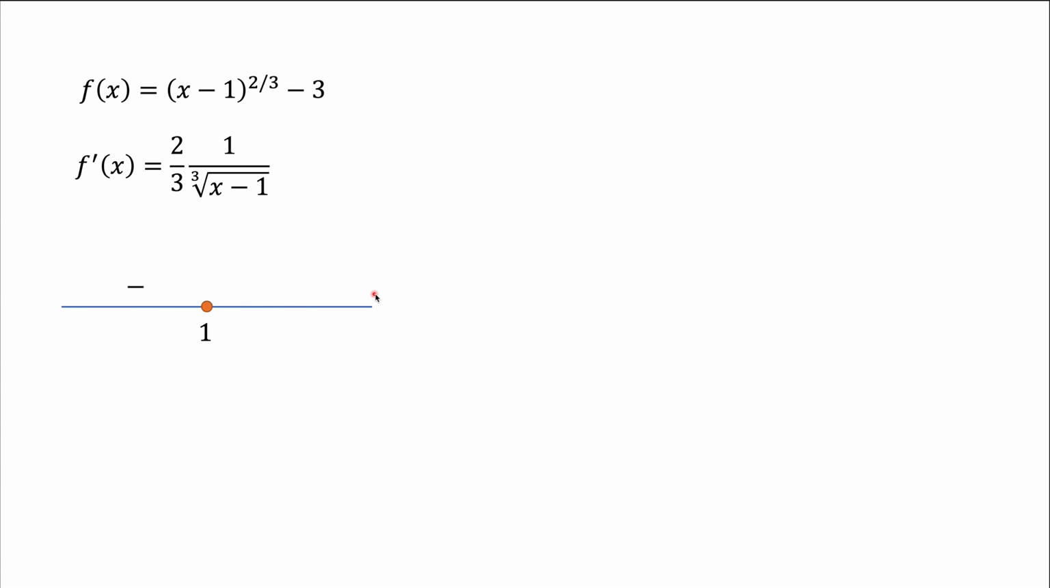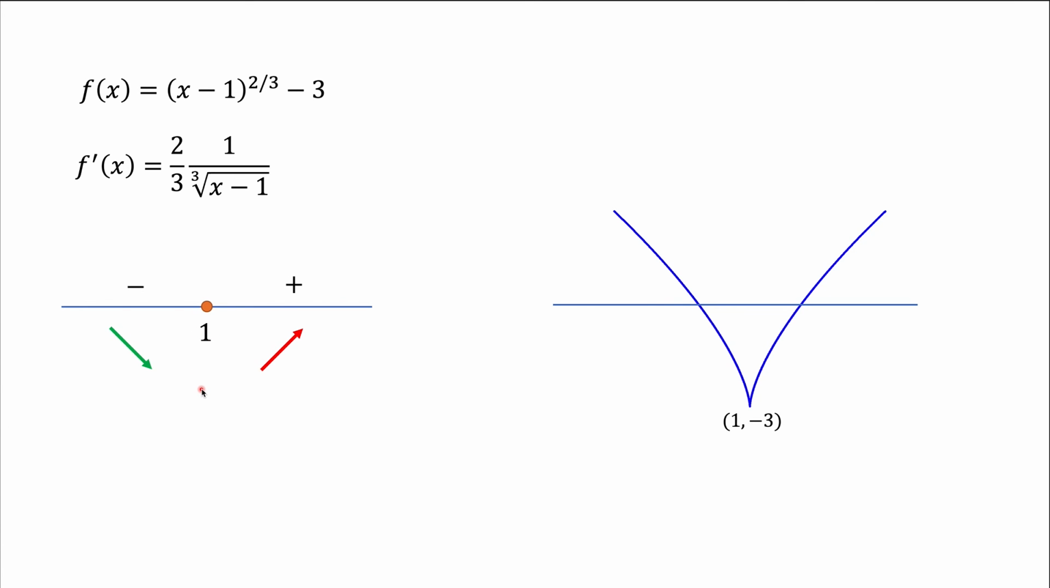And if we go above 1, we can pick, say, 2. X equals 2, we get the cubic root of 1, which is 1. So here the derivative is positive. So above 1 the function goes up, below 1 the function goes down. So you notice at point 1 we have a minimum. And this is how our function is going to look. So notice the sharpness of that point where the derivative doesn't exist. That sharpness normally indicates that there's no derivative. All right?